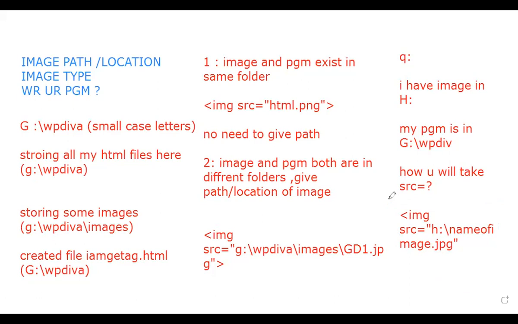So for the image tag, again, the important thing is the path. Remember that. If your program and your image are in the same folder, directly you can go for this. Directly you take HTML.png. Tell me, when are you going to take this? When your program and your image are in the same folder. When your program is in another folder and the image is in another folder, then you follow this. When your program is in another drive and your image is in another drive, at that time you have to go for this, that is H:/name of image.jpg. Clear to you? Go through this video again, you will understand that.